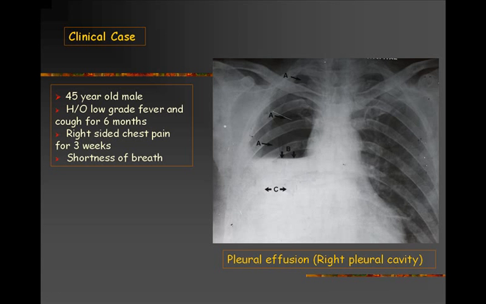This is a pleural effusion in the right pleural cavity, a collection of fluid because of inflammation, in this particular case because of tuberculosis, that has filled the pleural cavity and created the symptoms that the patient has presented with, including shortness of breath and right-sided chest pain. The low-grade fever and cough for 6 months is because of the underlying tuberculosis. Let's look at another clinical case.